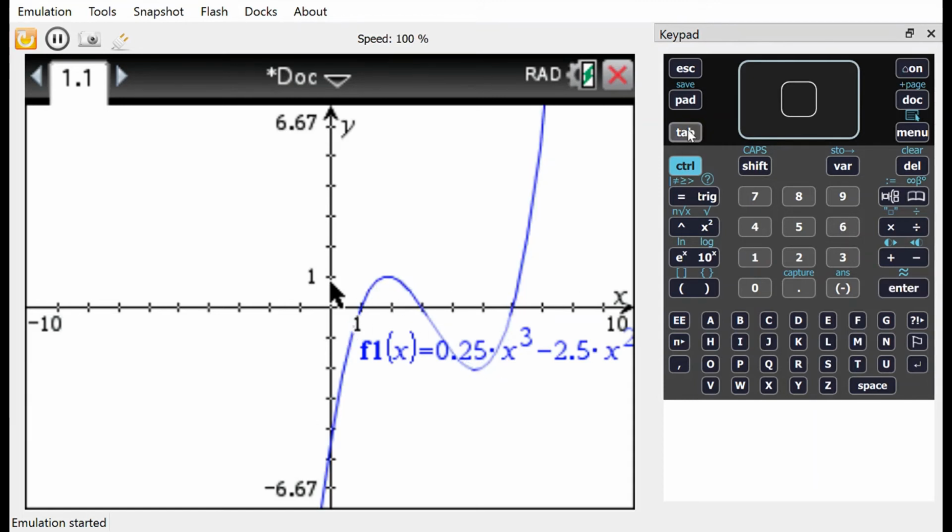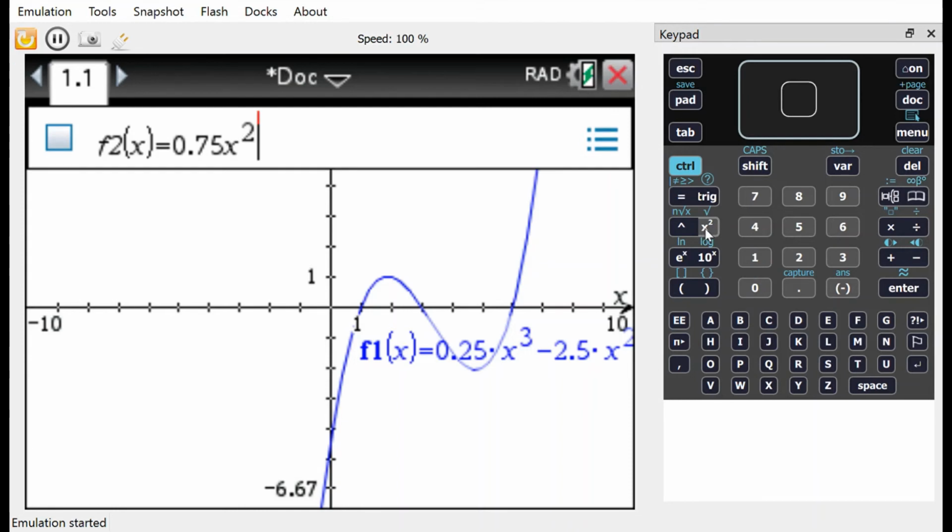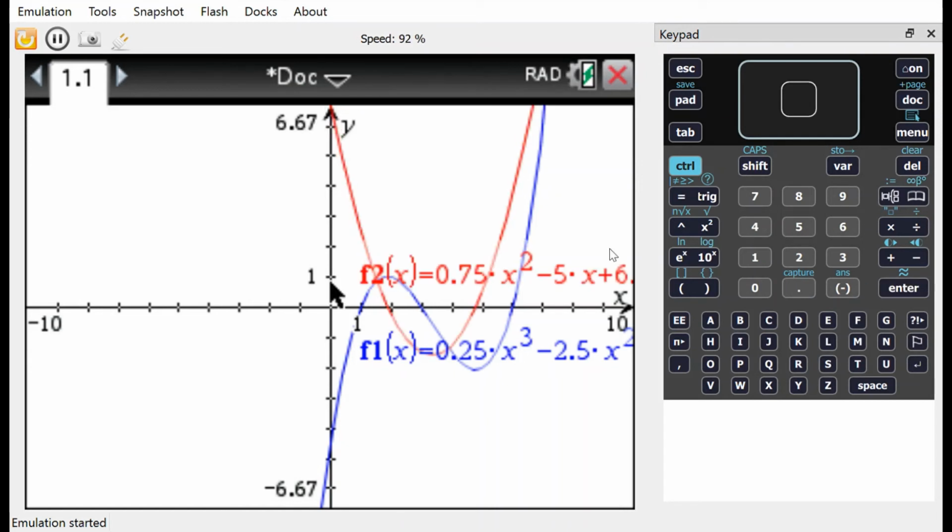Okay, good. So with this function, it's relatively easy to put in the derivative since we've already figured out what it is. So this is the first method. You just, on a separate line, graph the derivative. Okay, so we had 0.75x squared minus 5x plus 6.75. Okay, good. It's on there. Nothing too difficult about that.